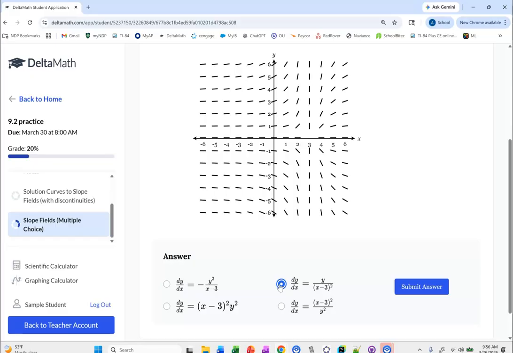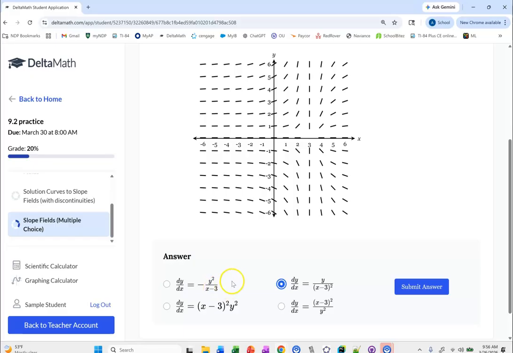Again, the toughest to pick between would have been these two, correct? You should have seen y equals 0 as a horizontal piece, which makes sense because the y's are in the numerator. And then x equals 3 is a vertical slope, which makes sense because I have x minus 3 in the denominator.